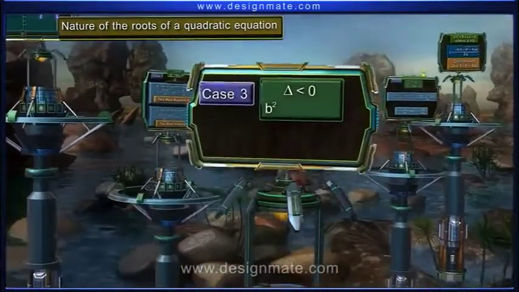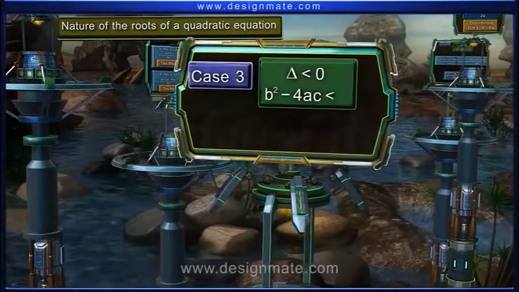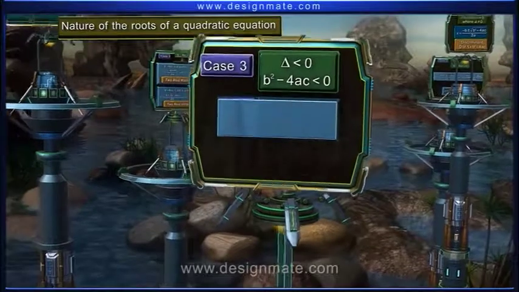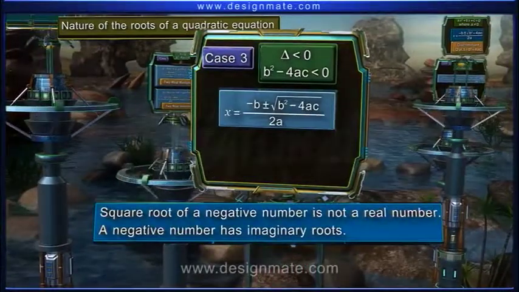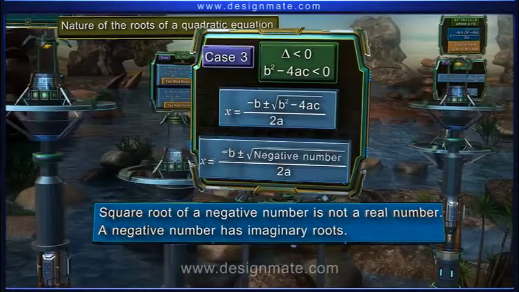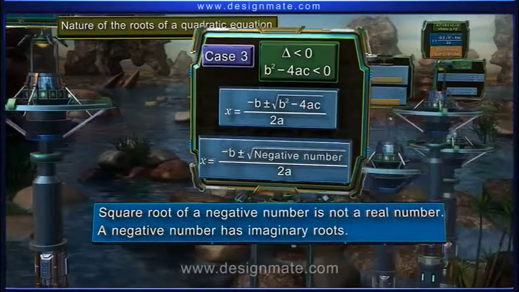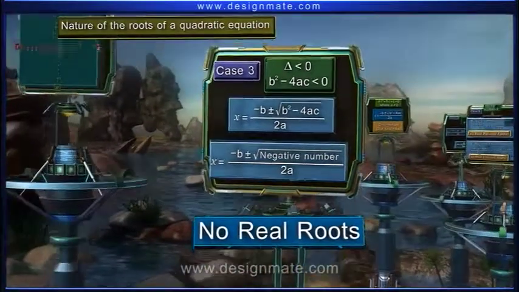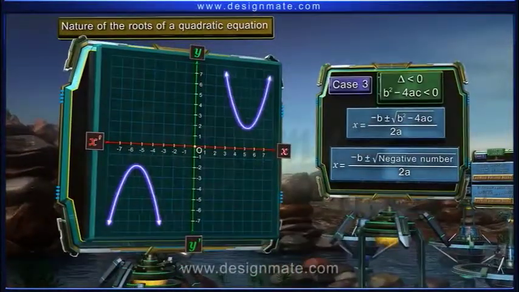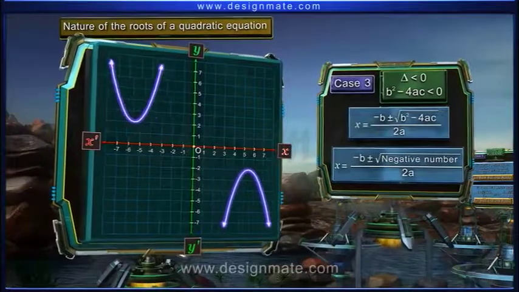Case 3. Delta is less than 0. That is, b² - 4ac is less than 0. Here, we have a negative number under the radical sign. We also know that the square root of a negative number is not a real number. Thus, in this case, the quadratic equation does not have any real roots. This implies that the parabola does not intersect the x-axis.